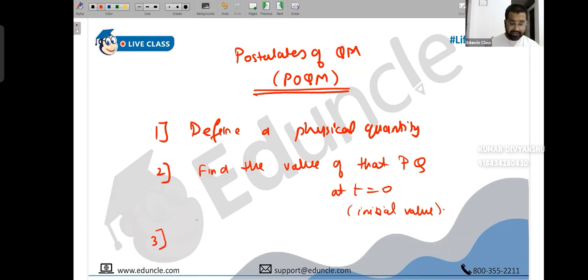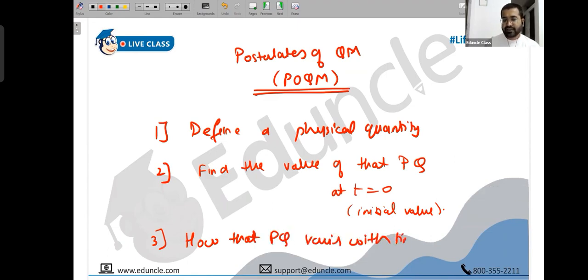Third, what we want to do is see how that physical quantity varies with time. We want to study the dynamics of it. So this is the general process of studying anything in physics: define the initial condition, and then the dynamics, the variation of it. So for quantum mechanics also, we are going to learn it the same way.